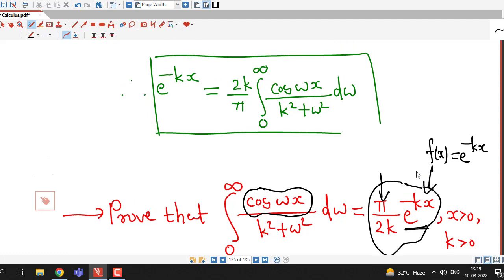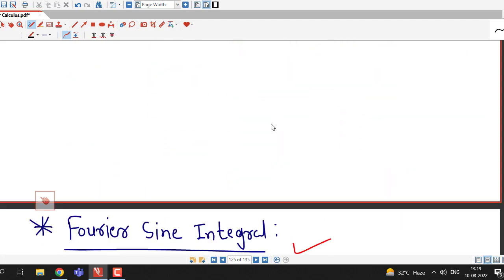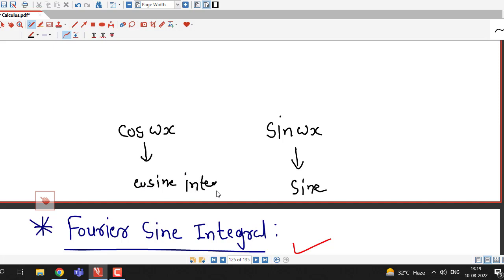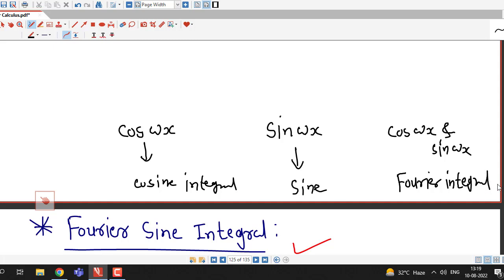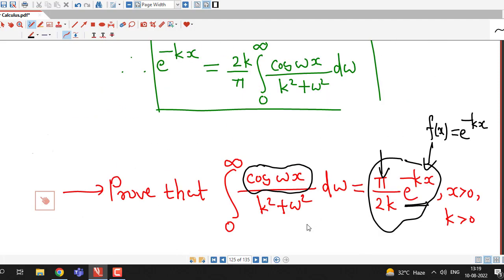So whenever you have this type of questions, then if your question contains only sine omega x, then you have to go for Fourier sine integral of right hand side function, and if your integral contains only cosine terms, then you have to go for Fourier cosine integral of your function. And if your right hand side contains cos omega x as well as sine omega x, then you have to go for Fourier integral representation of your right hand side function. So they generally ask this type of questions in the examination like this.